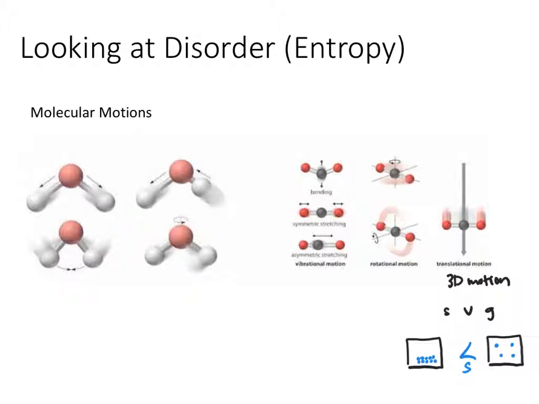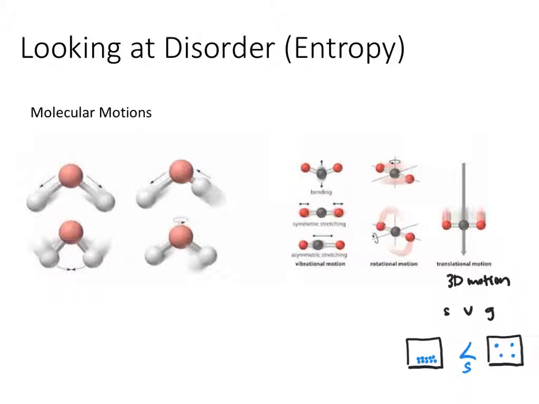Okay, so a molecule that has a complicated structure is going to have different ways that it can rotate around a particular axis. So the more rotational modes that you have, the more likely you are to have a disordered situation. You have a more complicated molecule. Okay, and then the last one we're going to look at is the vibrational motion.